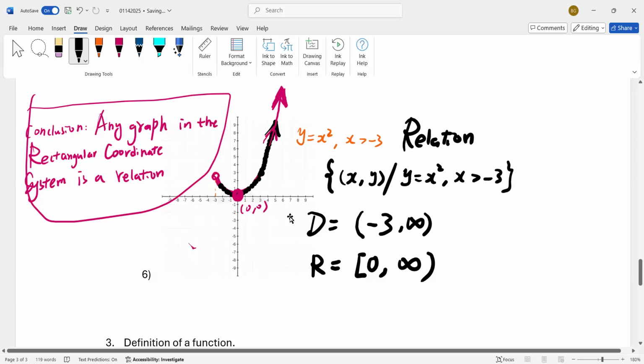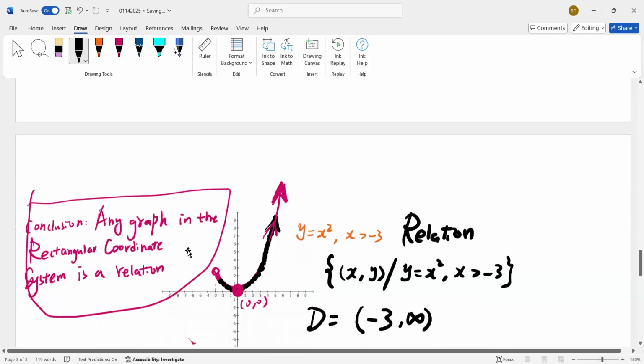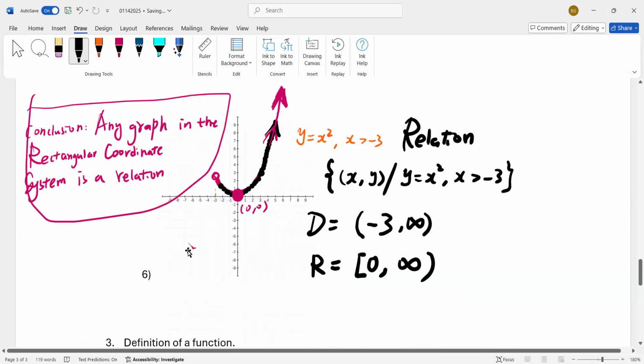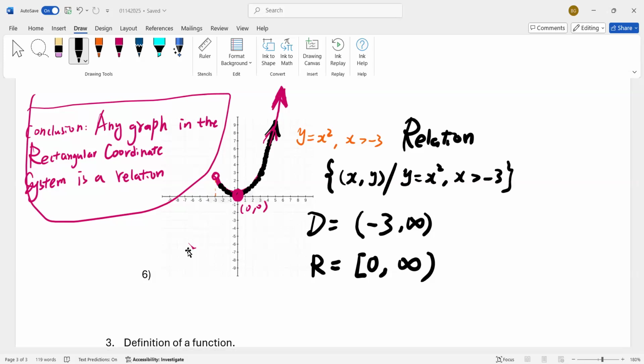So that's how we find the domain and range for a graph in a rectangular coordinate system. Very important, you need to see any graph in a rectangular coordinate system is a relation. How do we find the domain and range? Use the trick. We have very good practice, I think, about what a relation is and how to find the domain and range for a relation.